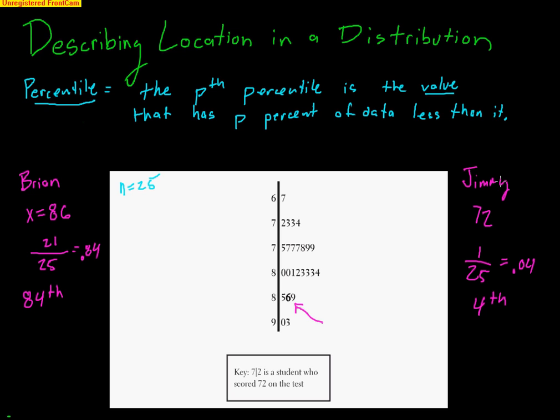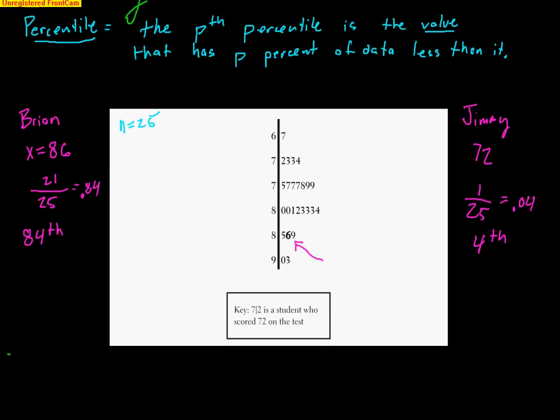So percentiles are fairly easy, so make sure you understand them. Remember, this shows the location. A percentile is a location in the data. The 84th percentile is a specific location or position in the data.